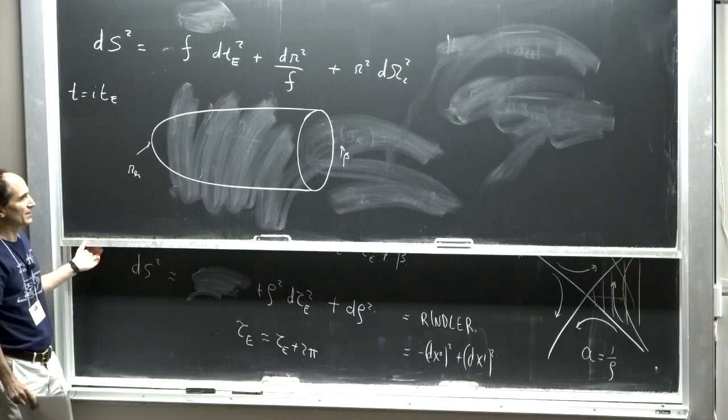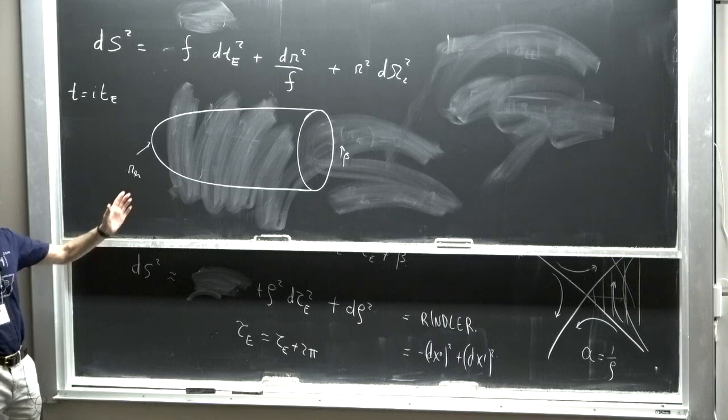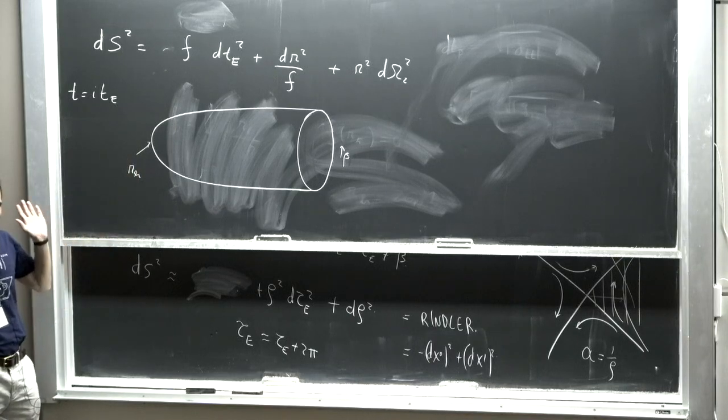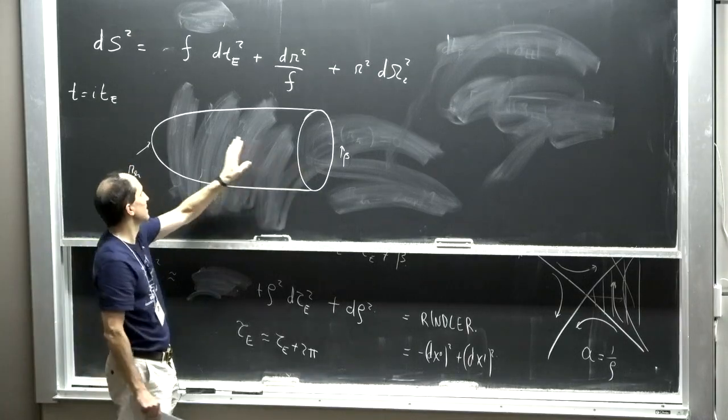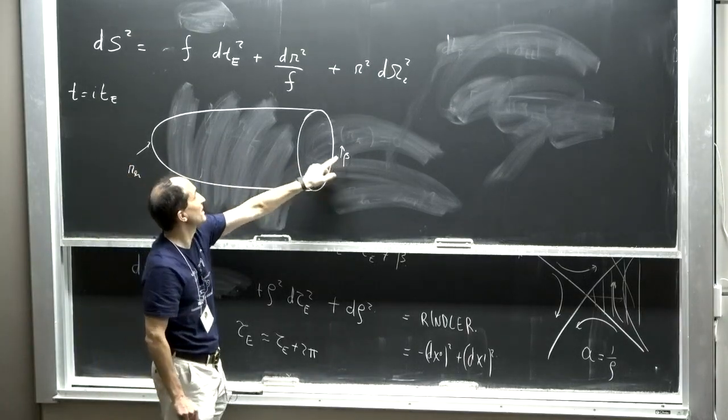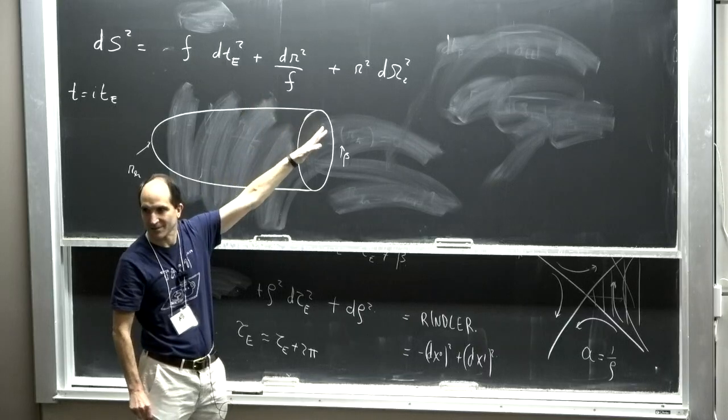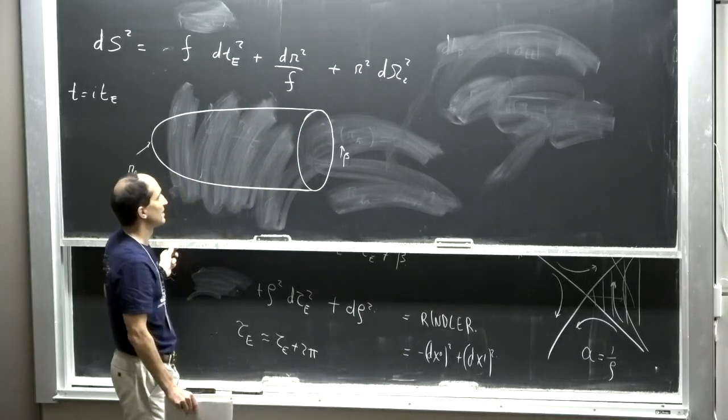So what can we learn about this geometry? This is a curiosity so far. We can do the Euclidean continuation of a black hole, and we get this. There is the curiosity that if you choose beta appropriately, so how big beta should be depends on what the value of r_h is and the mass of the black hole, but if you choose it appropriately, we'll have this geometry.